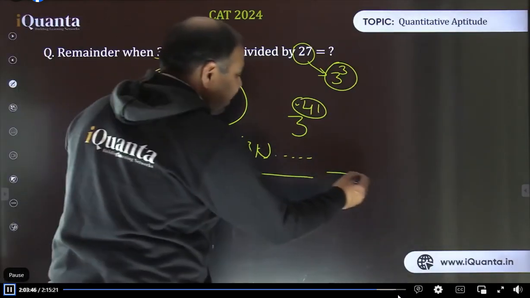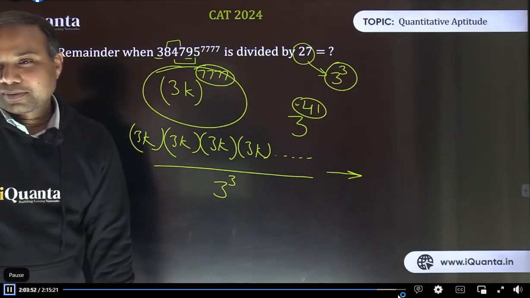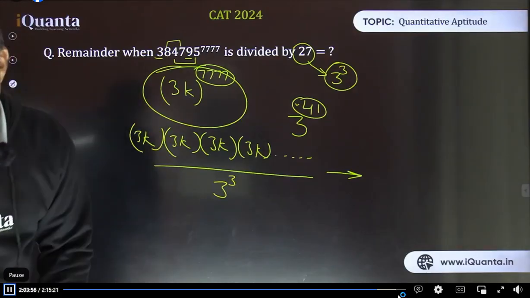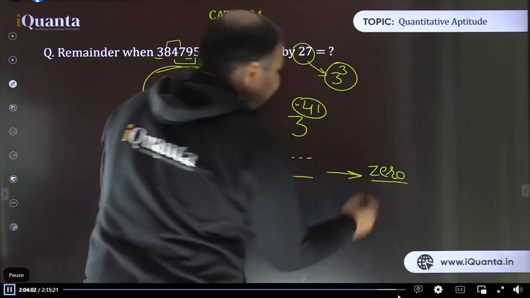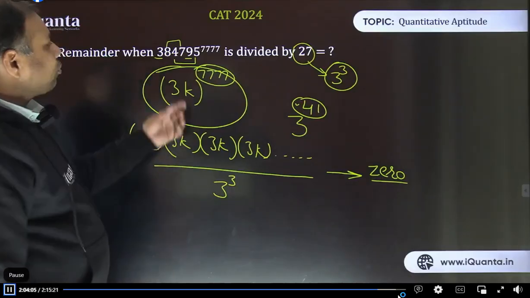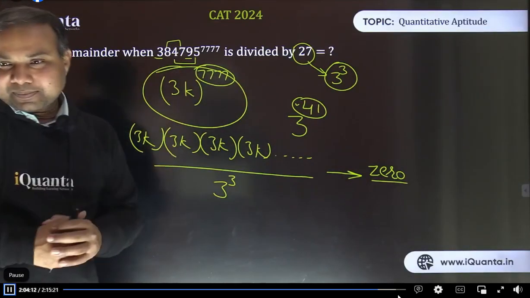What's the harm in that? That means the remainder is how much? What will be the remainder? Yes, remainder is 0. How did we check divisibility by 3? I think if somebody is asking, yes, we use the divisibility rule of 3, sum of digits. So here the answer is 0. That's why I said this question is very easy.